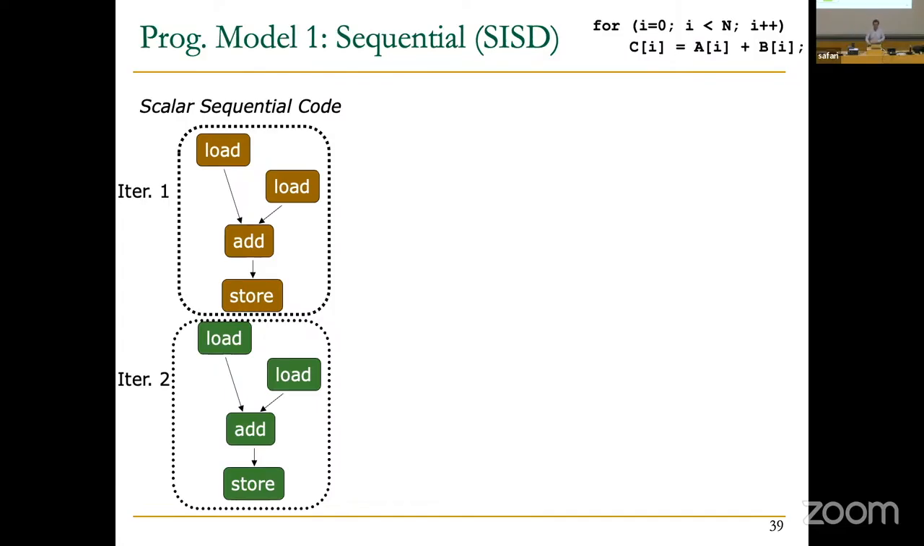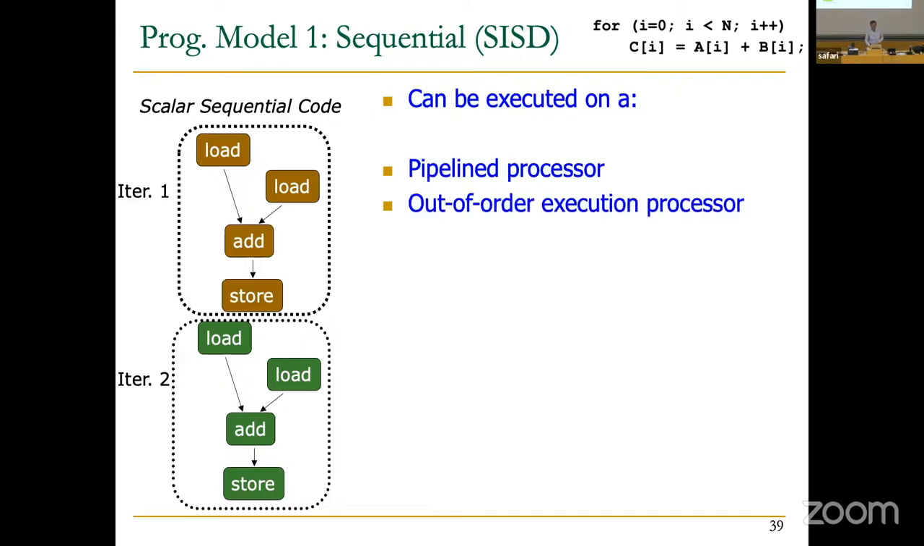Now, sequential looks essentially like this. There's a branch also, etc. This can be executed. Hopefully, you can write the code, sequential code, MIPS code, for example, for this. This can be executed in a pipeline processor, right? It exploits some instruction parallelism. We've seen that. This can be executed in an out-of-order execution processor.